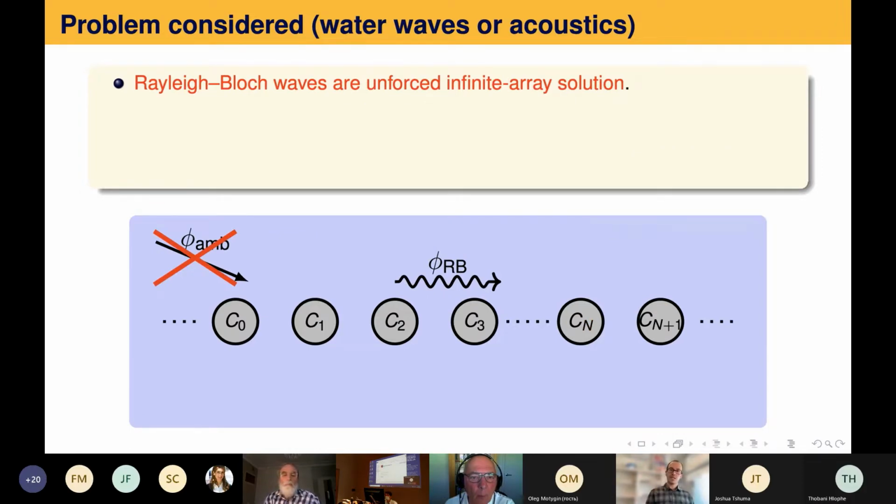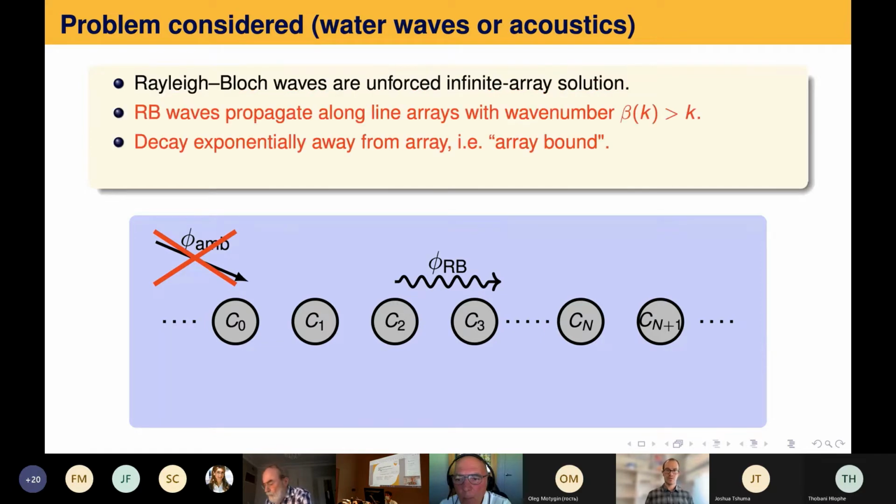Now I'm going to relate the solutions of that problem to what are known as Rayleigh Bloch waves. So Rayleigh Bloch waves are unforced solutions along a corresponding infinite array. Then they propagate along the array in either direction from symmetry with some wave number beta, and that wave number is strictly greater than k, and then they decay exponentially away from the array. So what we're talking about here is a class of array-bound wave.